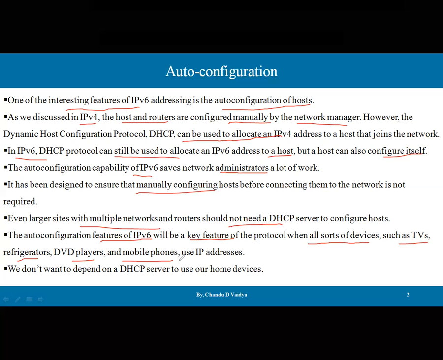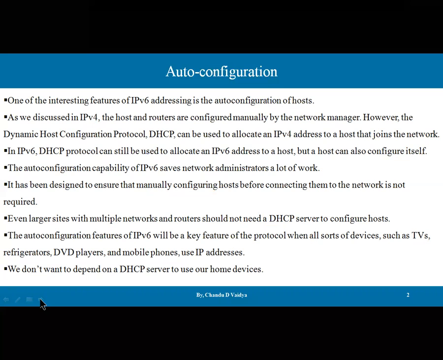Any kind of IoT device that wants to get an IP address can automatically get it with auto configuration, because nowadays the size and the number of devices is very large. So manually it is a very hectic task to assign the IP address, and automatically it is going to be assigned. We don't want to depend upon a DHCP server for our home devices. So this is the gist of this slide: in IP version 6, the IP addresses are automatically assigned to every host connected to that particular network.